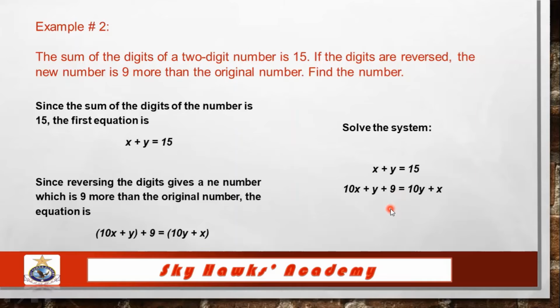So what is your answer now? The final answer: 9x minus 9y is equal to minus 9. You can take the 9 as a common factor; you can divide throughout the equation by 9. So what should be the simplified form of the second equation? It must be x minus y is equal to minus 1.